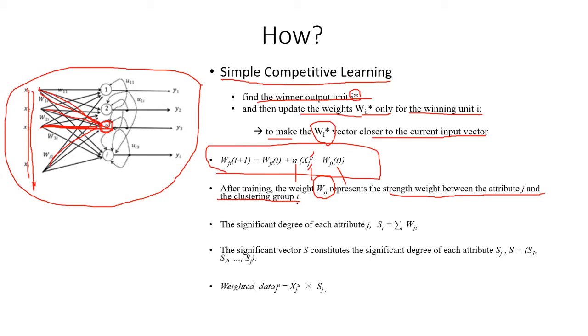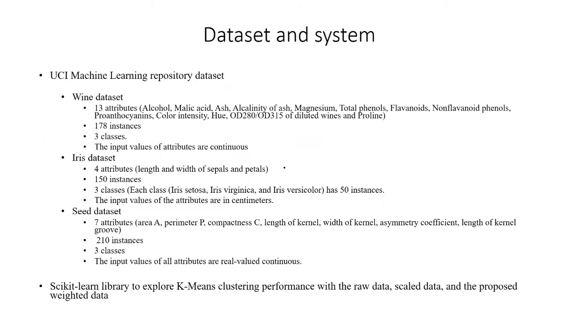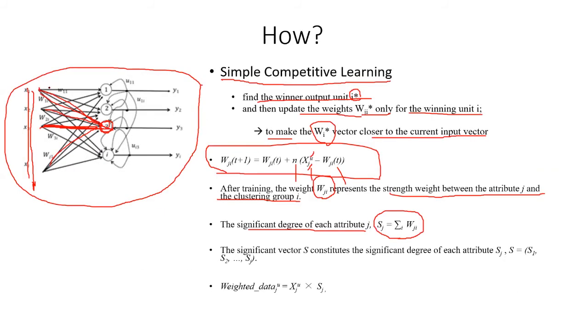So when we have this equation, Sj is a summation over I of weight Ji, that can give us the significant degree of each attribute. In other words, in this graph here, when you look at this attribute X3, suppose that we accumulate this connection weight, and this, and this, and this, accumulate these weights, then that can give us the significant degree of this attribute.